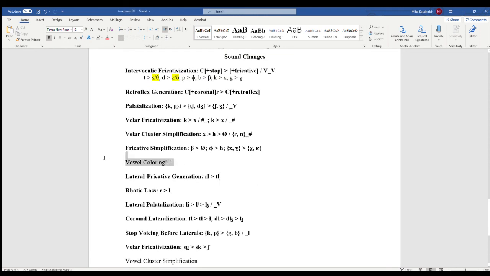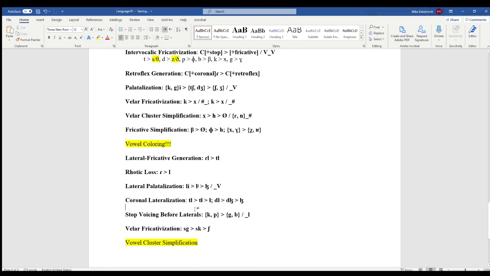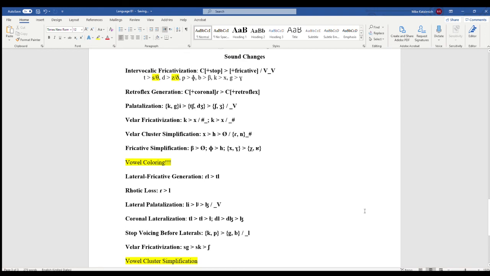So now what I need to deal with is there's the vowel coloring and there's the vowel cluster simplification, which needs to happen, I think, way over here. But that's okay. That's where we're going to sit. That's a decent amount of sound changes, although some of them are related to each other.